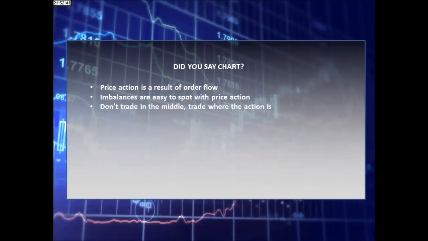Imbalances are easy to spot with price action. Absolutely. If you see a big run up, huge spike, and price immediately falls down, it was a huge supply area. There is a big imbalance. Market is not in any kind of balance, and price was rejected. But then, if you see it trying again, you have to think there is some force behind it, and you should think what will happen if we go higher. What should happen? Don't trade in the middle, trade where the action is. And that's what I want to tell.